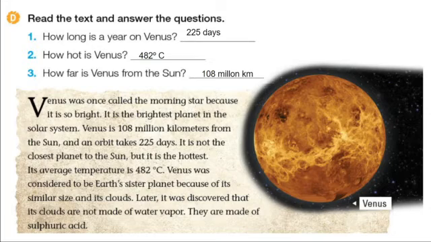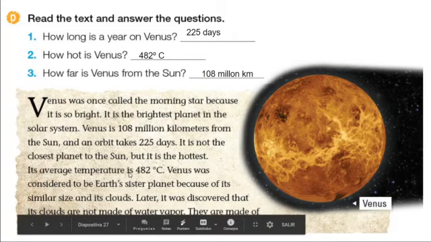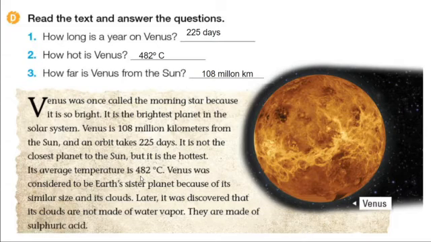Venus is, please read this number, 108 million kilometers from the sun, and an orbit takes 225 days. It is not the closest planet to the sun, but it is the hottest. Este no es el planeta más cercano al Sol, pero es el más caliente. Its average temperature is 482.